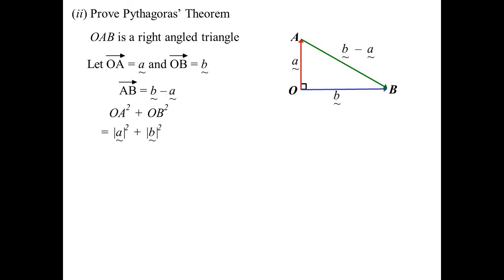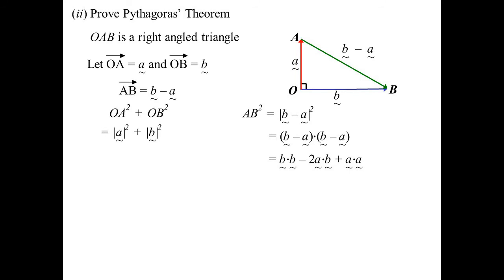Well, what about the hypotenuse, AB squared? It's going to be the magnitude of B minus A, squared. But that I could rewrite as (B minus A) dot (B minus A). Expand that out, I get B dot B minus 2 lots of A dot B plus A dot A.